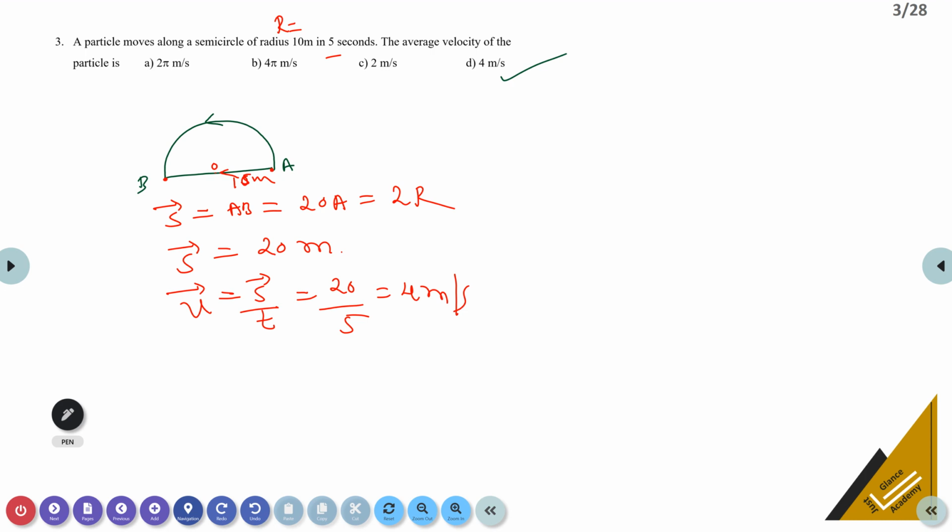Read the question carefully, whether it is asking the velocity or speed. Suppose by chance he is asking the speed, it means distance. At that time, the speed equals s divided by t, where s is nothing but pi r, divided by T, you have to substitute. But of course, in this problem, he is asking for the velocity. I hope that is clear for you.